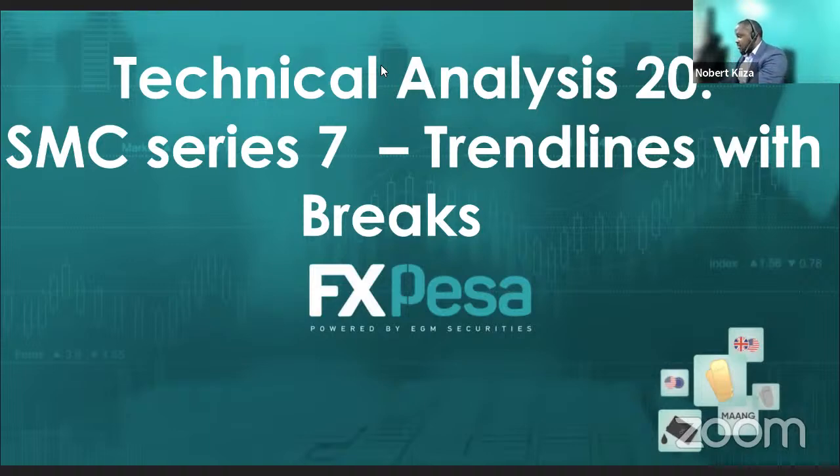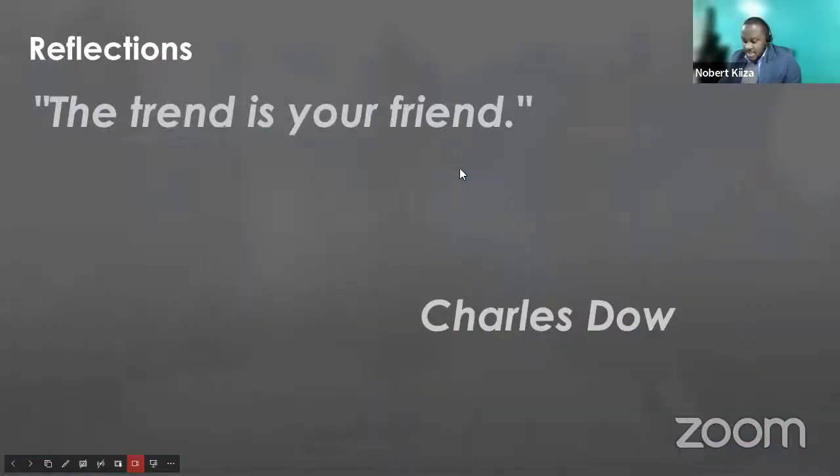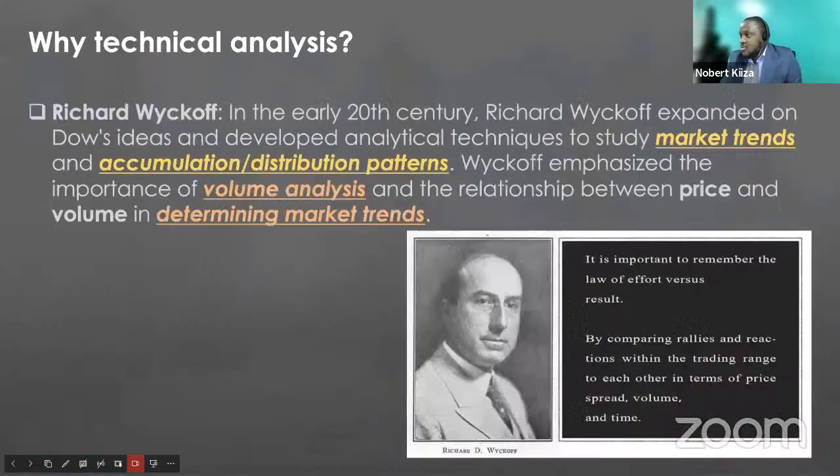So the Trendline with Breaks is just an SMC tool that we utilize when we are looking for entry points on the markets. Essentially, how we use it is that we look for entry points where we have a break of price action to the upside. Same thing also if we have a break of price action to the downside. So let's dig into the presentation and see how we can use this tool.